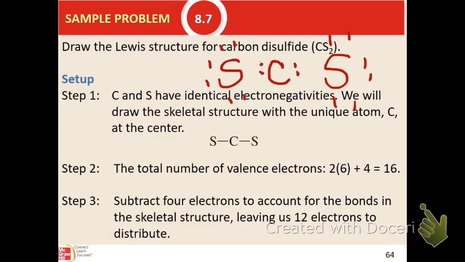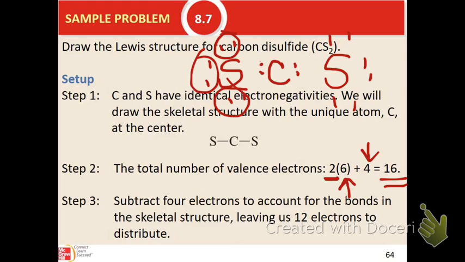But notice what step 2 is right here: my total number of valence electrons. This 2 right here means my 2 sulfurs. Each one of them has how many valence electrons? 2, 4, 6. You know that because it's in group 6A. And this 4 right here is from my carbon, my central atom. So I have a total number of 16.